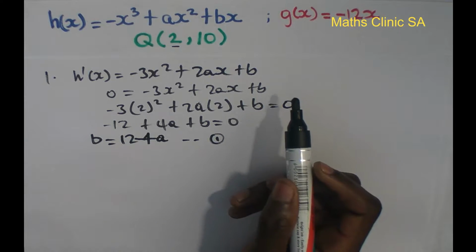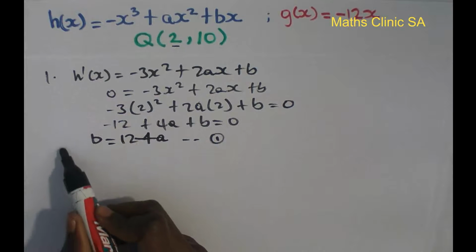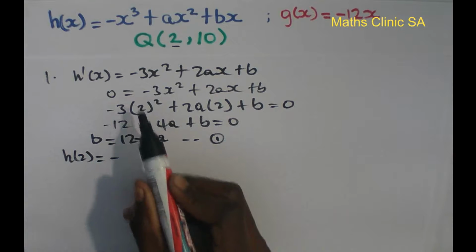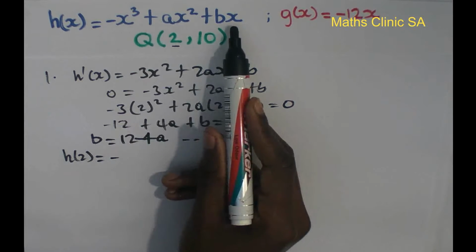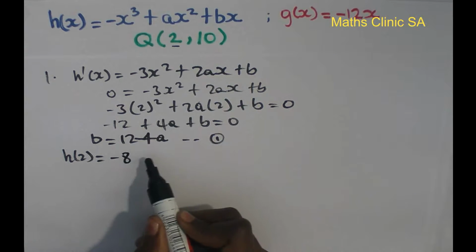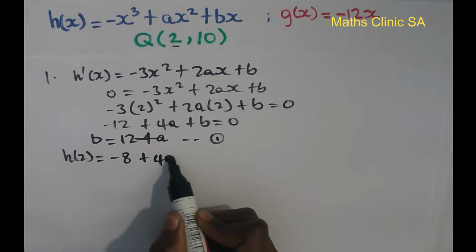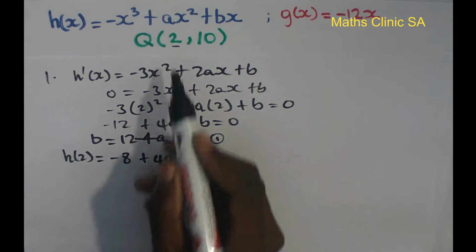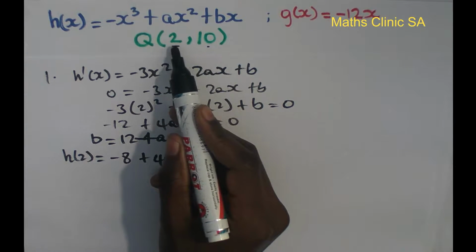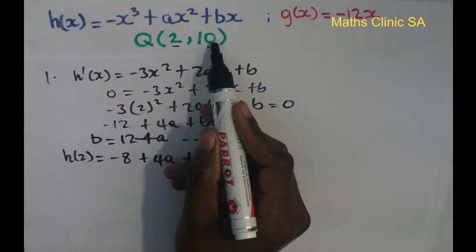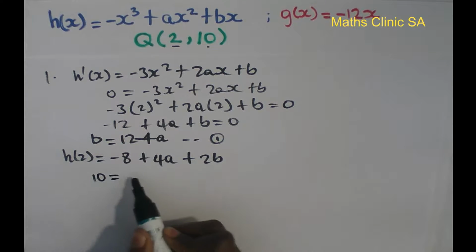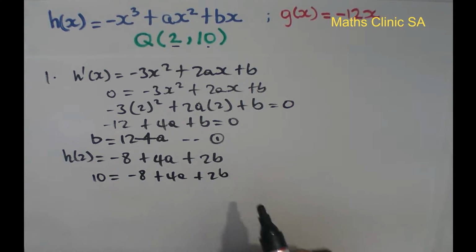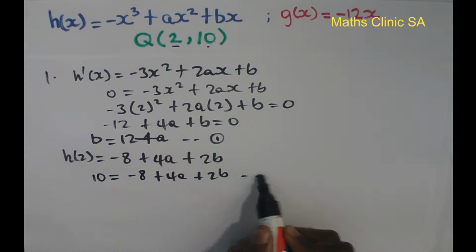Secondly, we know that if we substitute 2 into h of x we get 10. So it's negative 2 cubed, which is negative 8, plus a times 2 squared, which is 4a, plus 2b. We know that when we substitute 2 into h of x, we find the y value, which is 10. So 10 equals negative 8 plus 4a plus 2b. That is our equation number 2.